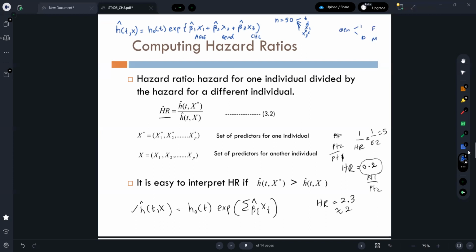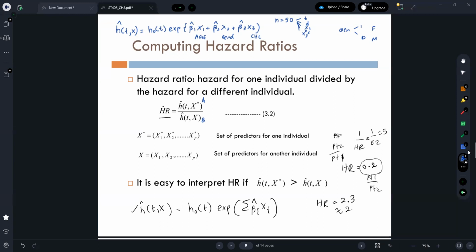So you have h hat(t, x star), that's, let's say, for patient A, and h hat(t, x) is the notation for patient B. So when you divide these two, what will happen? The baseline hazard will cancel out, right? You have h naught(t) times exp of some number for A, you have h naught(t) times some number for B, top and bottom. So from top h naught(t) to bottom h naught(t), it will cancel out. So you'll end up with just one number in the numerator, another number in the denominator. You can divide it and get a certain value. That is the hazard ratio between the two individuals you are comparing. Okay? So that's simple mathematics that we are going to do here, right?